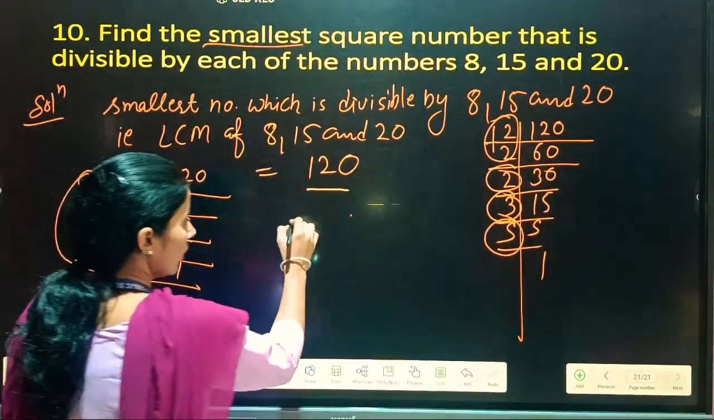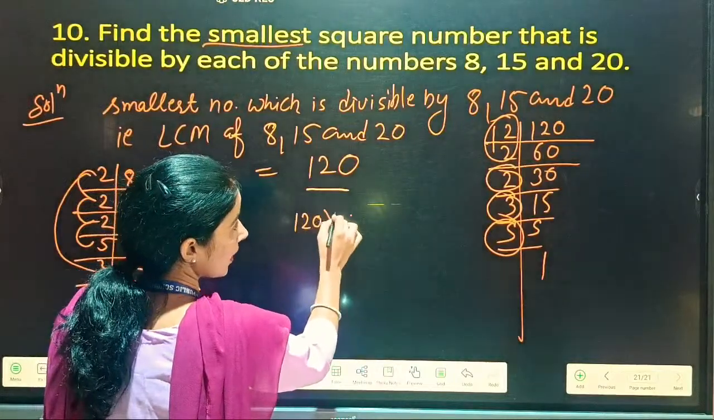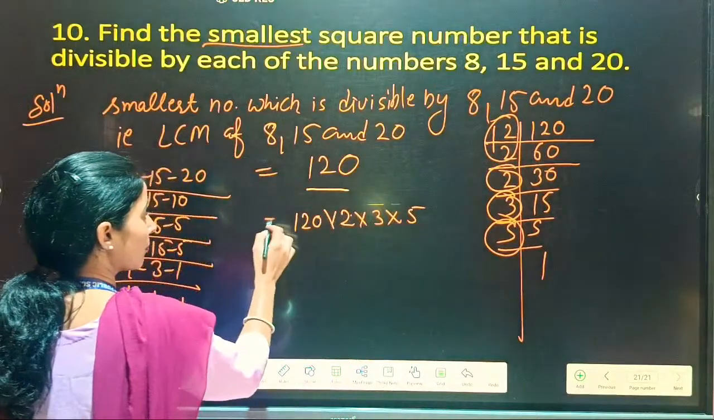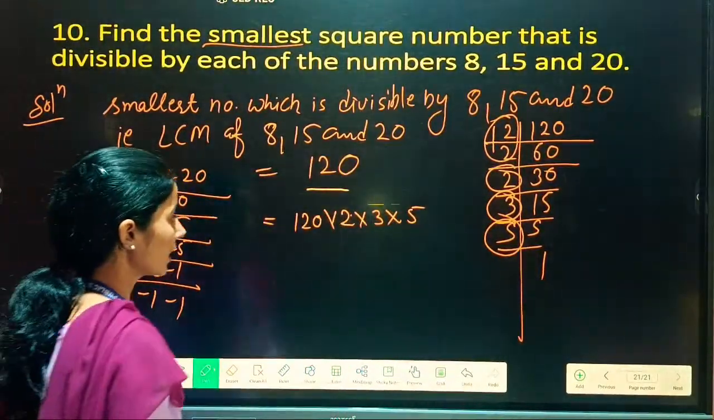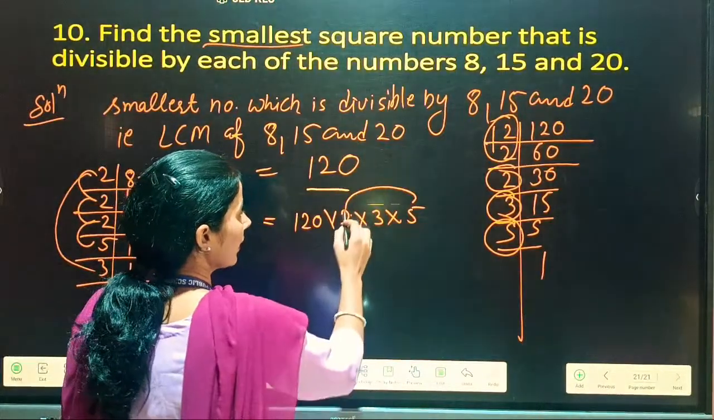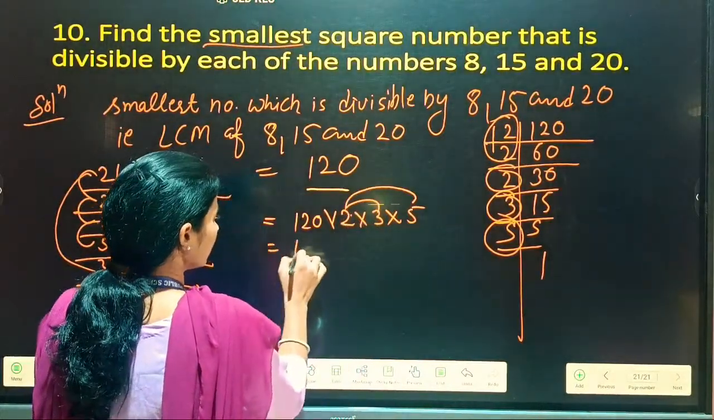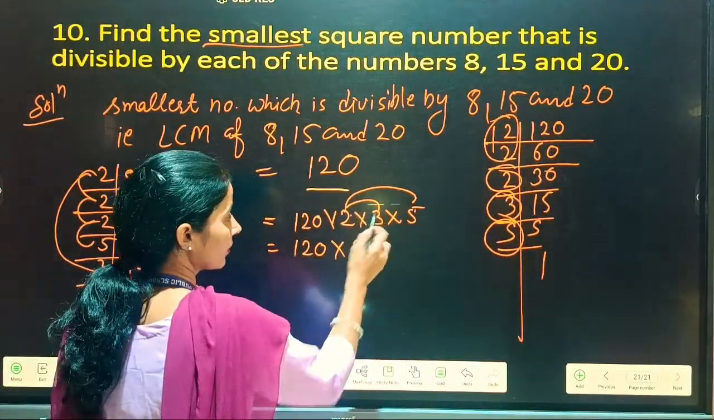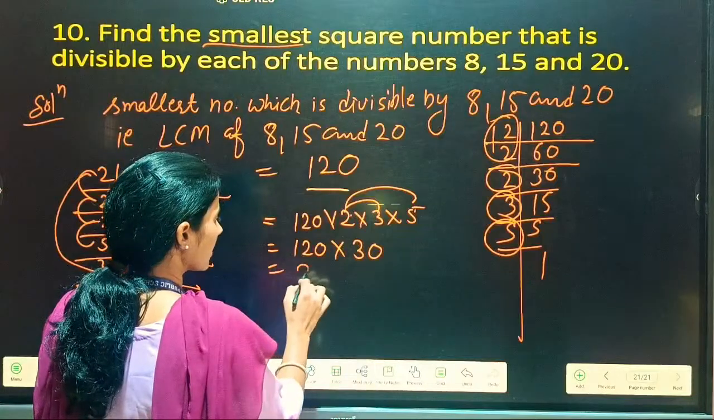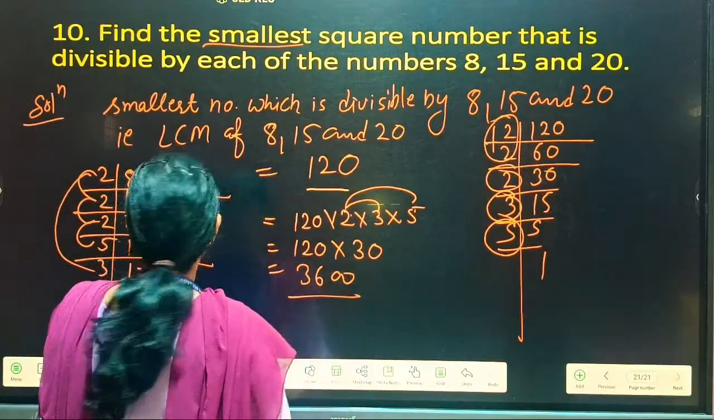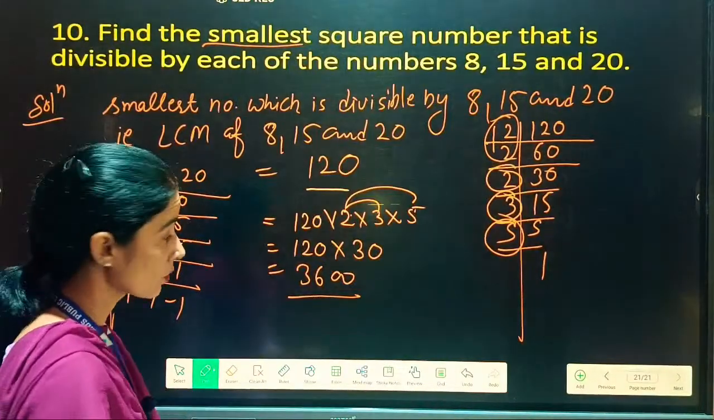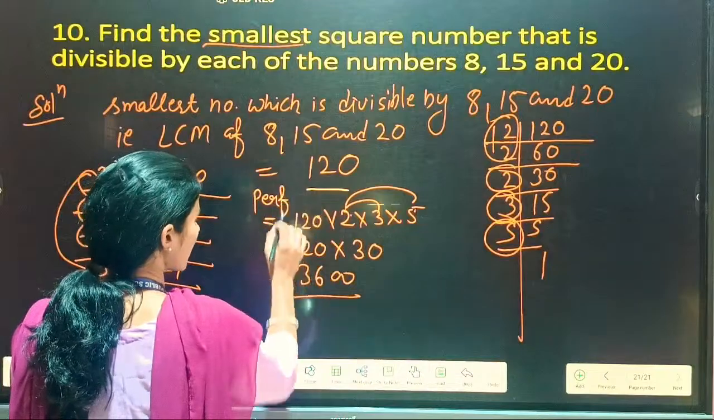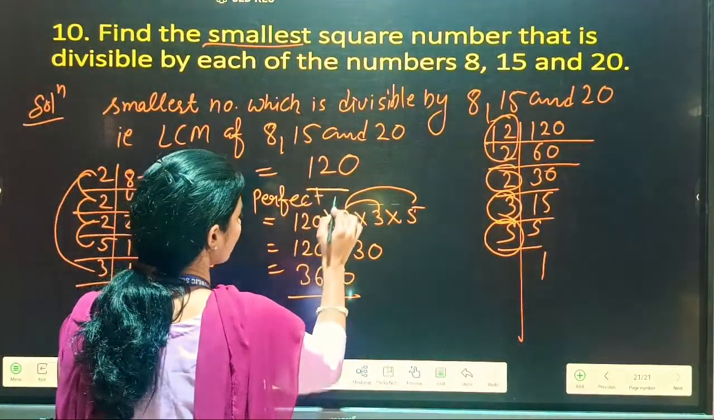So what can we do? We have to multiply this 120 by 2, 3 and 5 to obtain a perfect square number. Multiply: 5 twos are 10, 10 threes are 30. 120 into 30. Multiplying, it is 3600. What is the number? 3600. So this is the smallest perfect square.